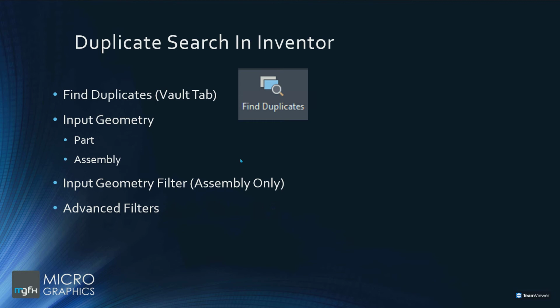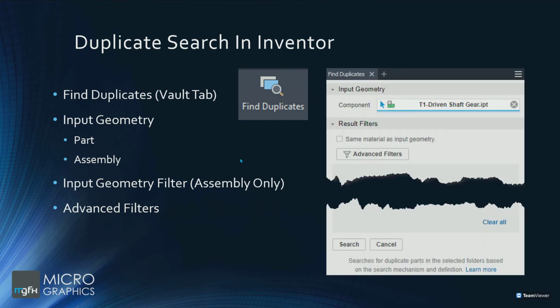So you'll have a Find Duplicates icon on the Vault tab within Inventor. Selecting that will allow you to select input geometry. The input geometry could be a single part. You can select that component and search your Vault for any of its duplicates.